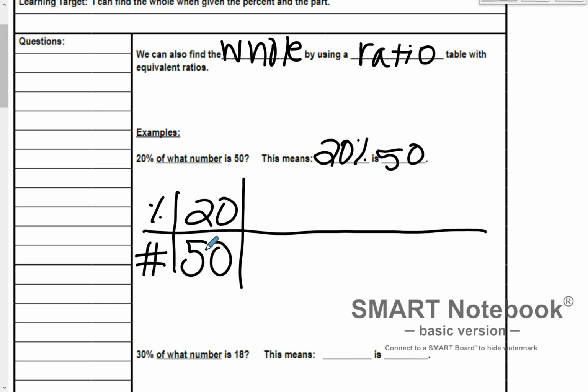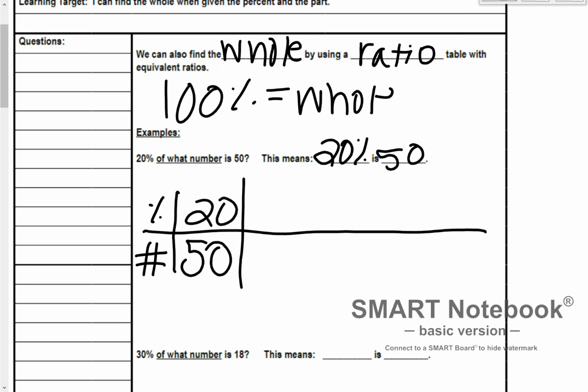Now remember, when we're finding the whole, we want 100% equals the whole number. So for example, if you get 100% on our test and there's 25 questions, that means that you got 25 questions right, because 100% of 25 is 25. So when we're given 20% of a number, we just have to get that to be 100%, and then we'll know what number it is.